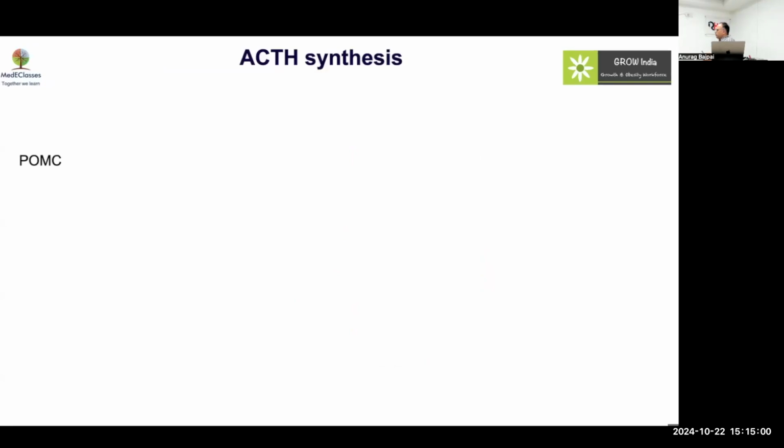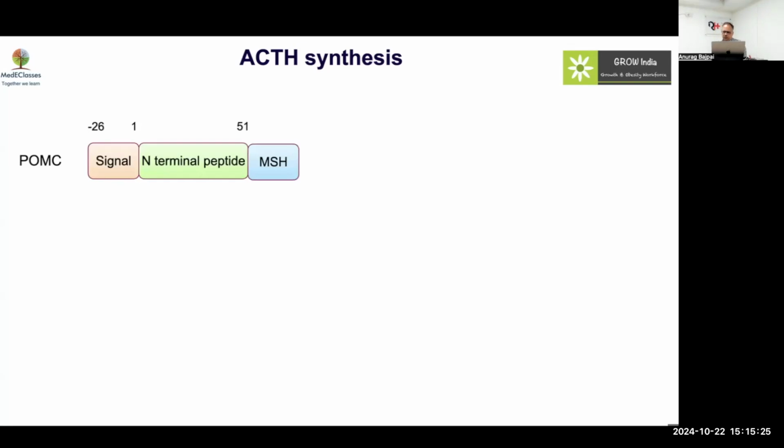Now we know that ACTH, so we talked about the corticotropin releasing factor, which is going to regulate ACTH. The ACTH, like many other peptides, is produced from a large precursor gene, which is pro-opiomelanocortin. And the name itself is very clear. It tells you what it's going to produce. So you've got the POMC, which has got the signal peptide, then you have got the N-terminal, and then you've got three major areas which are going to produce.